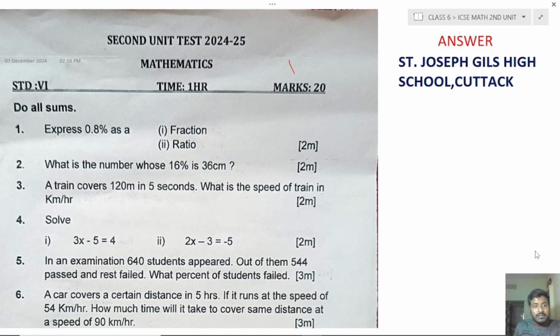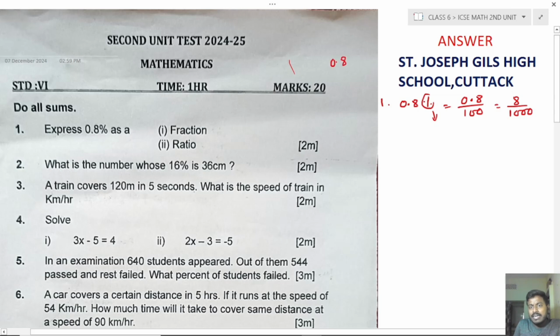So let's start the session. First, question number 1. Express 0.8% as a fraction and ratio. Okay, easy question. How to solve? First we write 0.8%. We can write 0.8 divided by 100 because percentage means divided by 100. So now we can write 8 divided by 1000, because 0.8 is equal to 8 divided by 10 and already in the denominator there is 100. So how many zeros? That is 3 zeros. That's why 1 by thousands.